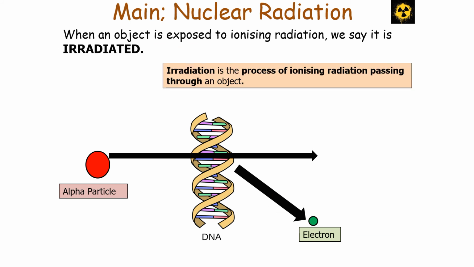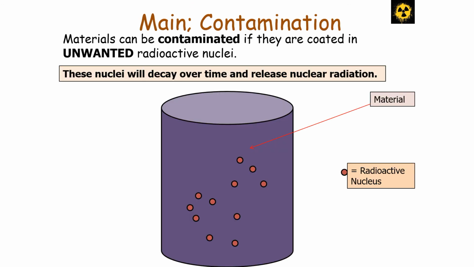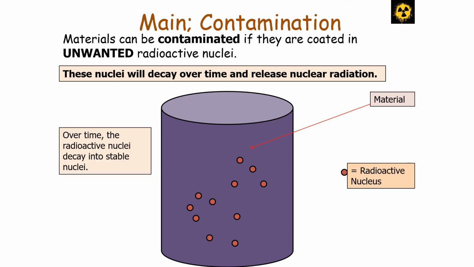Now when an object is exposed to ionizing radiation, we say it is irradiated, because irradiation is the process of ionizing radiation passing through an object, and it leads to the possibility of ionization, mutation, and cancerous tumors developing. So examples of irradiation can include X-ray imaging and radiotherapy. So if an object is irradiated, it does not become radioactive, because once the ionizing radiation has passed through the material, there is no longer any effect. Now materials can be contaminated if they are coated in unwanted radioactive nuclei. So these nuclei will decay over time and release nuclear radiation because they're becoming more stable.